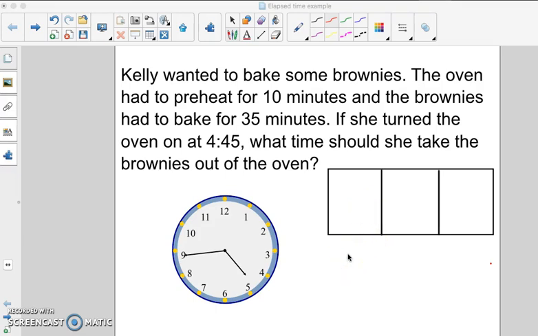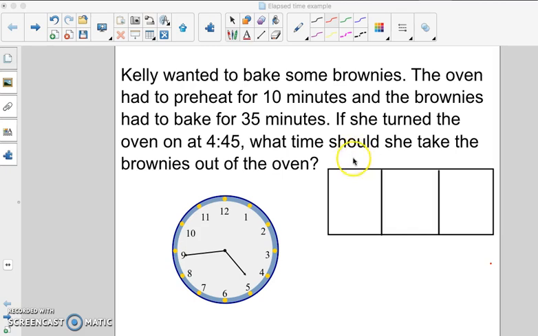Okay, so we're going to talk about elapsed time today. I'm going to read you this problem. Kelly wanted to bake some brownies. The oven had to preheat for 10 minutes and the brownies had to bake for 35 minutes. If she turned on the oven at 4:45, what time could she take the brownies out of the oven?